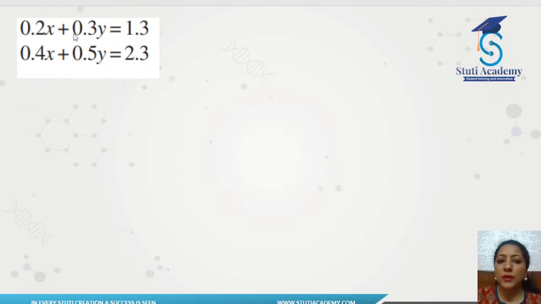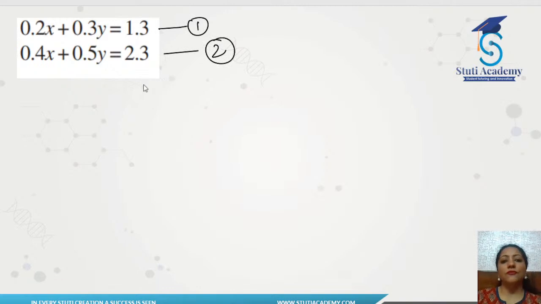That is 0.2x plus 0.3y equal to 1.3. This is one equation, and another equation is 0.4x plus 0.5y equal to 2.3. Now these are two equations which we have. We need to solve for those values of x and y which satisfy both the equations simultaneously. Now we are going to solve this using substitution method, the same method which I discussed in the previous class.